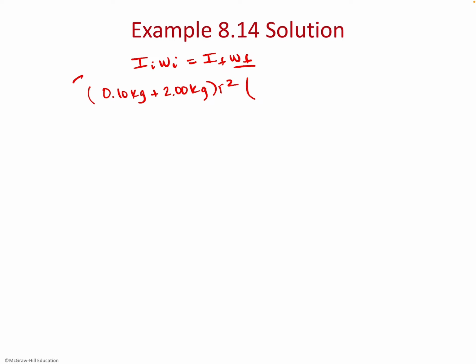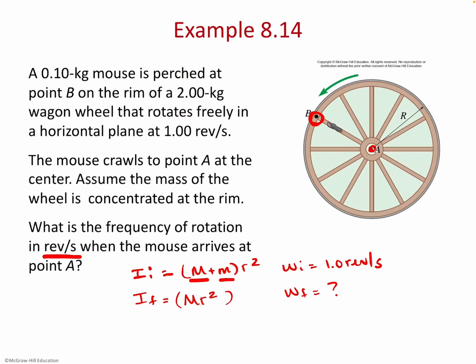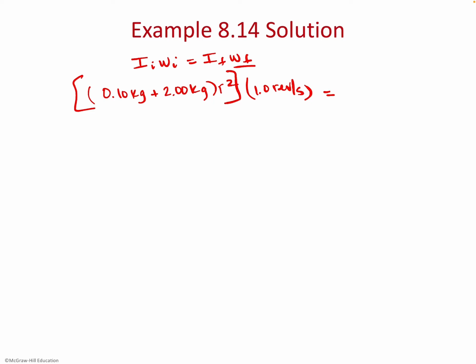Times, let me put this in brackets so you know it's together, times 1 revolution per second is equal to... So the mouse has gone to point A, so just the mass of the wheel at that point, 2 kilograms, radius squared, times this final velocity. All right, so you just got to solve for final velocity.